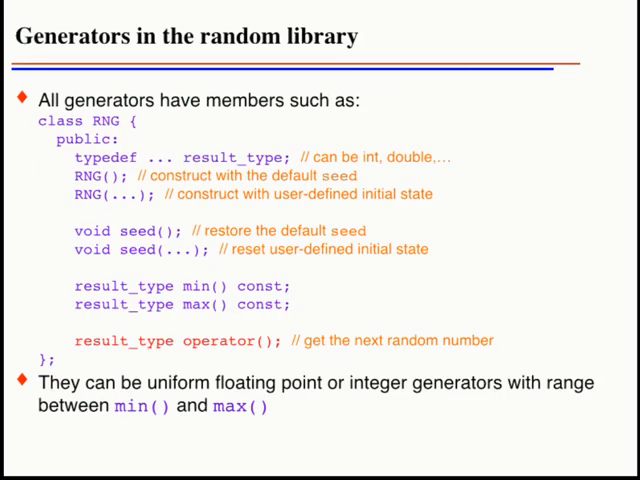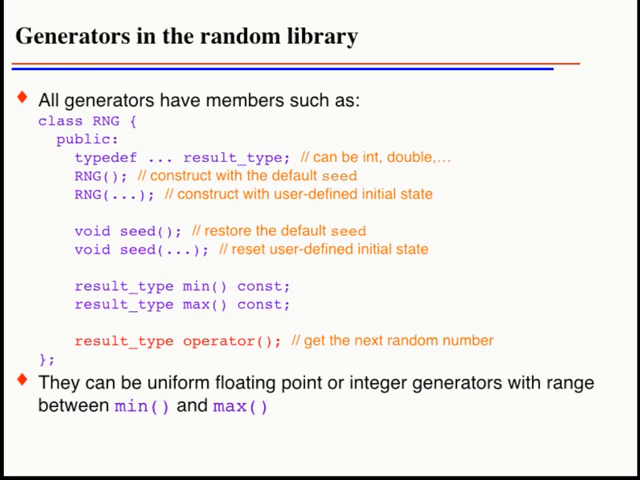A random number generator has, as usual, an interface, which is actually required by the standard. You have a result type, which is the type that you get from the random number. Most of the time it's an integer, or it could be a double, for example. For sure you can construct it. If you call the default constructor, you get a default initialization, so you get a default state for your random number generator. You can give some parameter, which we'll have a look at later, to give your own initial state. The same can be achieved with a seed function.